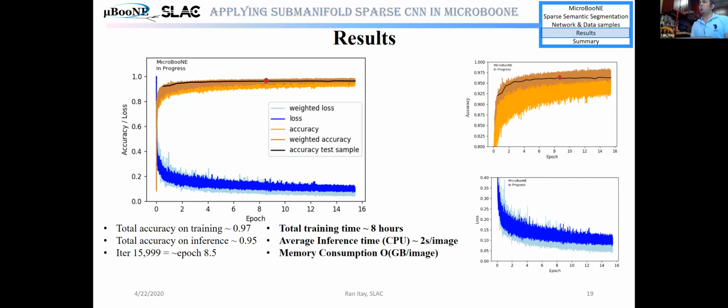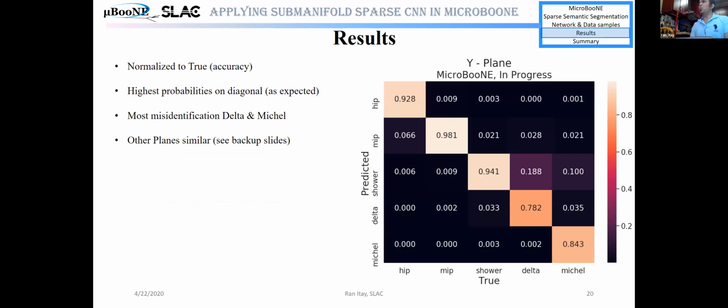Total training time went down to about 8 hours, with an average inference time done on a CPU without optimizing the network of about 2 seconds per image without cropping the image itself. So we're taking the full image at once. Memory consumption went down to about 1 gigabyte per image. Again, full image.